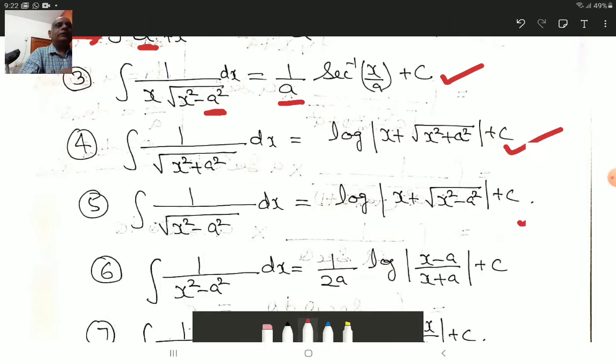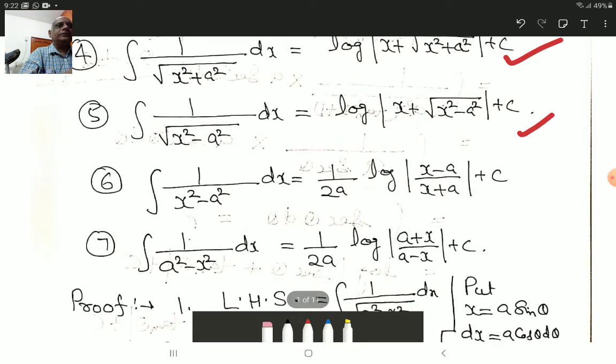The next is 1 upon x square minus a square, no square root sign, and the answer is 1 by 2a log of modulus of x minus a upon x plus a plus c. And the last is 1 upon a square minus x square dx. Its integration is 1 by 2a log of modulus of a plus x upon a minus x plus c. These are 7 formulae, and we will do exercises based on these formulae. It is not very difficult to learn them. We can easily observe them and accordingly develop our understanding to learn them.